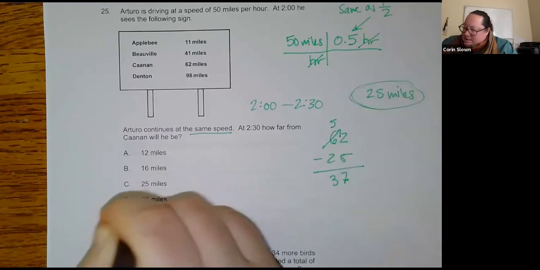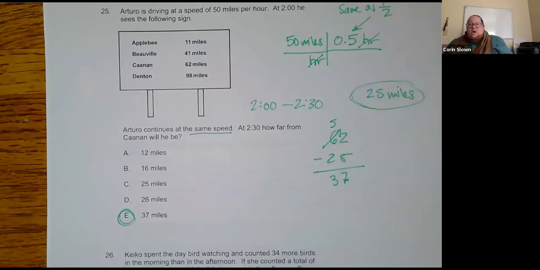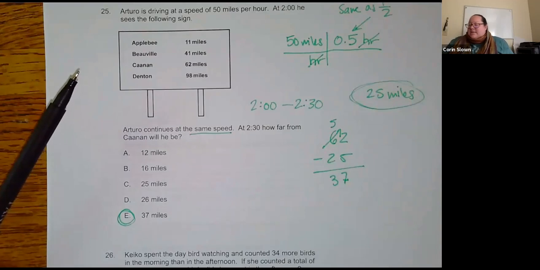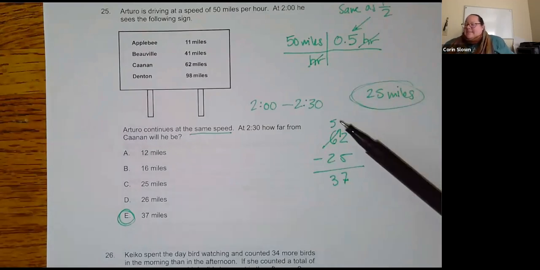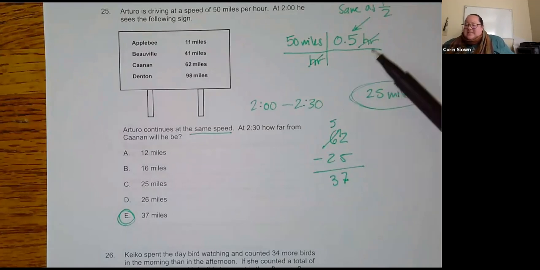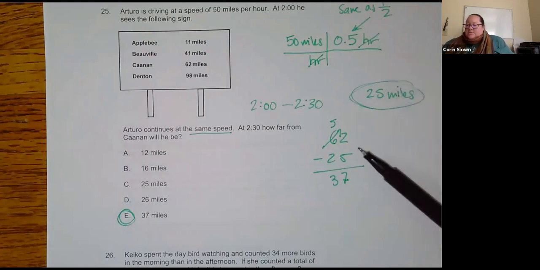So that means he's 37 miles away from Canaan. So this is a great example of a problem that really has three parts. It has the part where you need to read and interpret the sign, right? It has the part where you need to think about the time. And then it has the part where you need to take the distance that is traveled and subtract it from the original information in the sign. So this is a three-step problem.